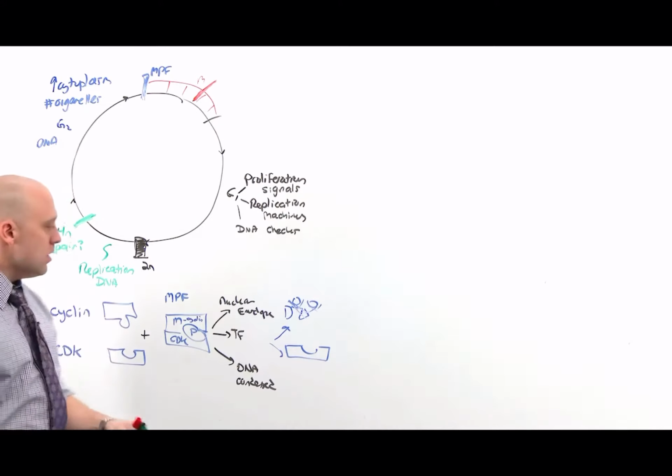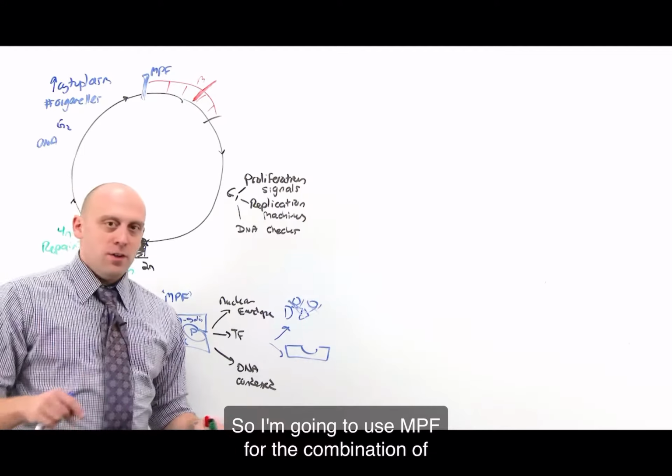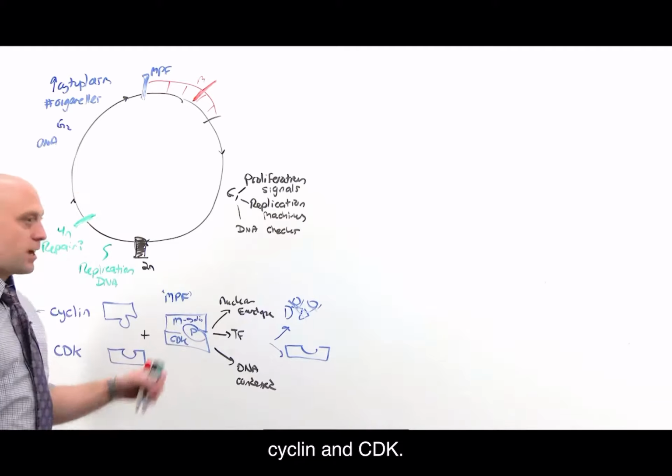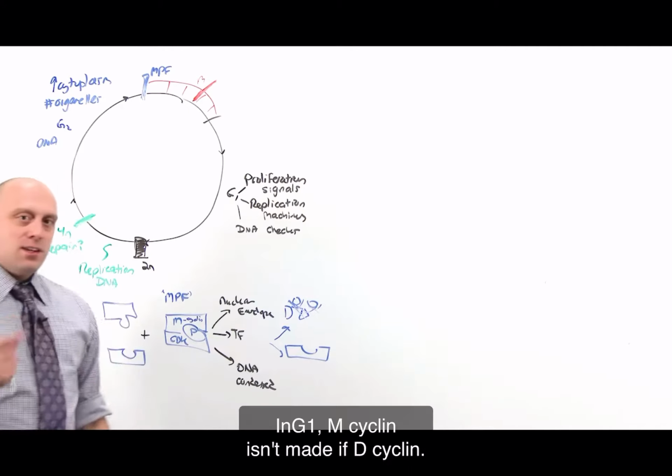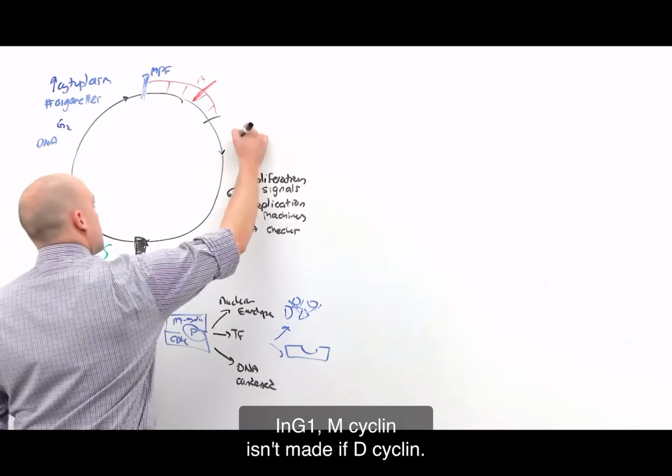Okay? MPF was a mystery word, so I'm going to use MPF for the combination of cyclin and CDK. In G1, M-cyclin isn't made. It's D-cyclin.